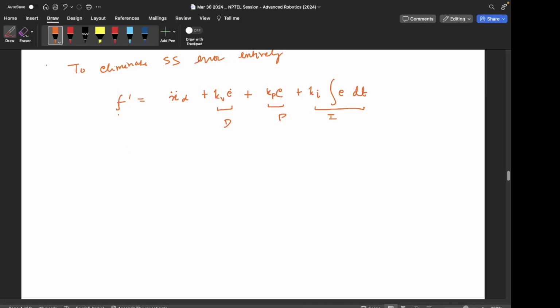So this is equal to x double dot, the unit mass system, and if we take this to this side, the equivalent error dynamics is e double dot plus KV e dot plus KP e plus KI integral of e dt, and this is equal to the disturbance.